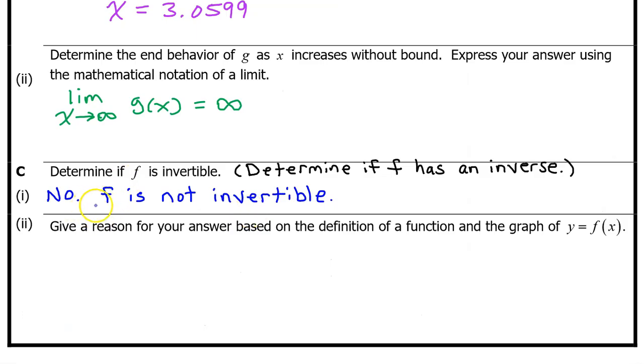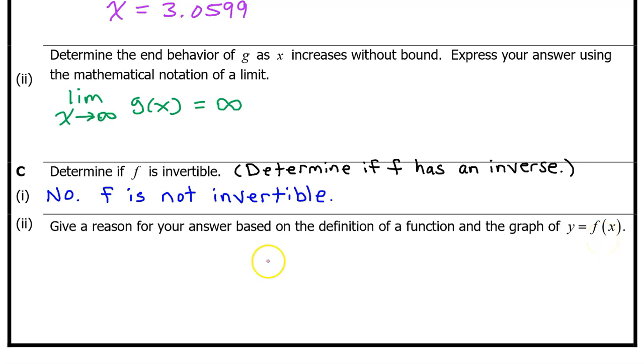We will say no, f is not invertible. Notice that the word is invertible, not inversible. If the question was phrased, determine if f has an inverse, right now we would say no, f does not have an inverse. C part 2. Give a reason for your answer based on the definition of a function and the graph of y equals f of x. I need you to listen to me very carefully.